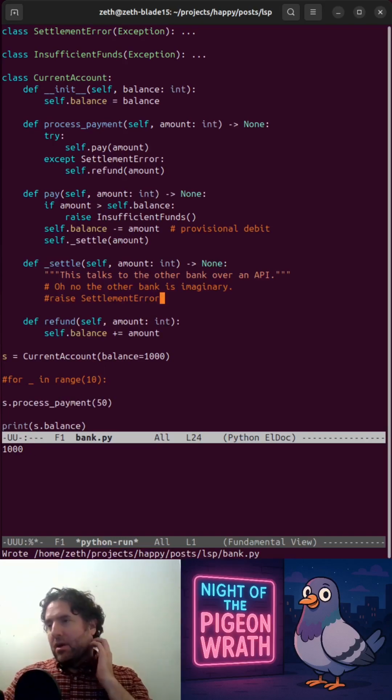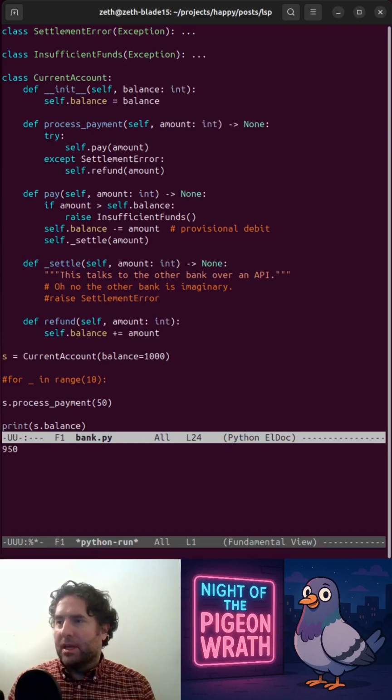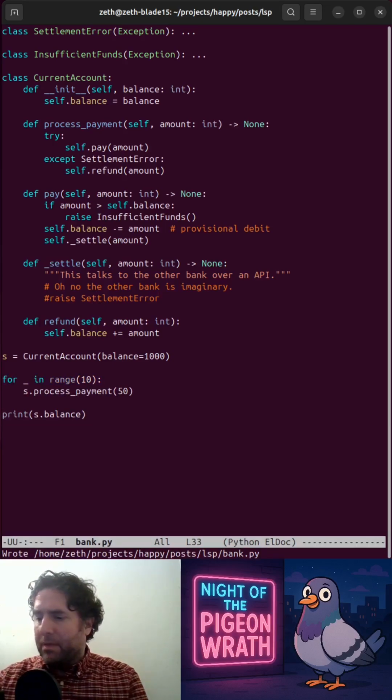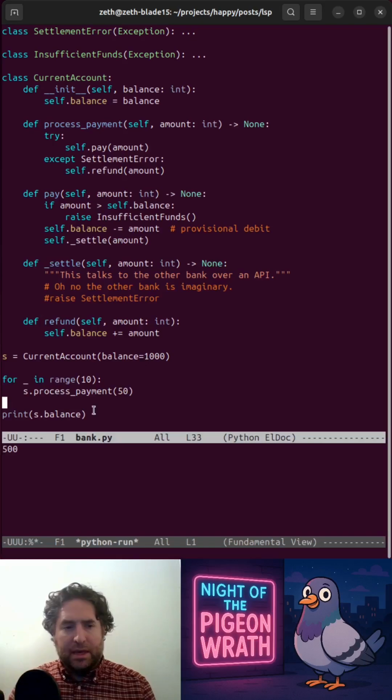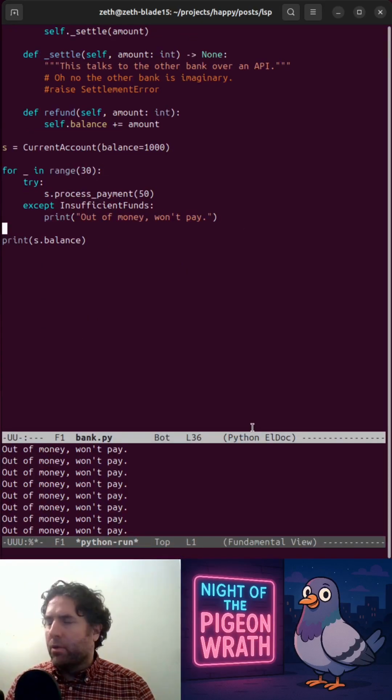Let's pretend it does an API call and it's successful and successfully goes in the other account. Then when we make a payment, it goes down to £950. If we make 10 payments, we go down from 1,000 to 500. Let's try to make 30 payments, it won't make them.